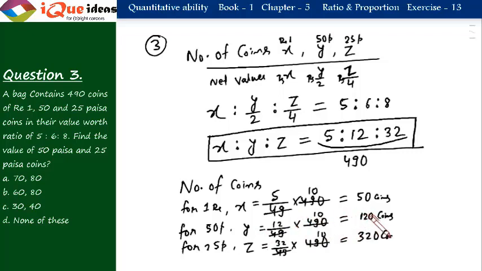Now corresponding to each one of them, we can find their worth. So 50 coins of 1 rupee would be worth rupees 50. 120 coins of 50 paisa would be worth 120 into half, that is 60 rupees. And 320 coins of 25 paisa would be worth 1/4 of 320, that is 80 rupees. The question is asking the worth of 50 paisa coins and 25 paisa coins. So the answer would be 60 rupees and 80 rupees.